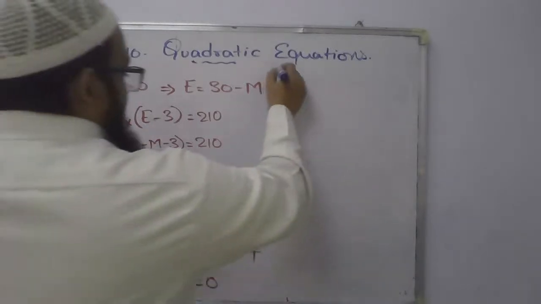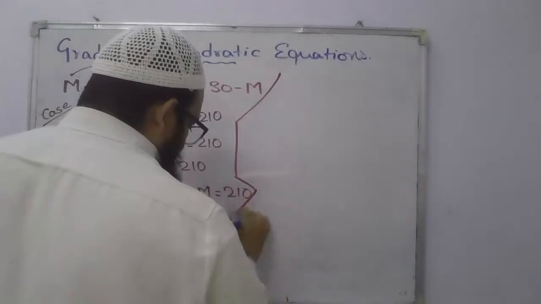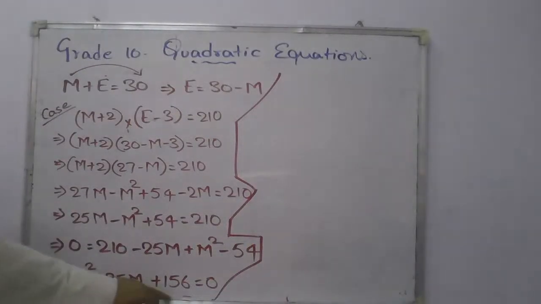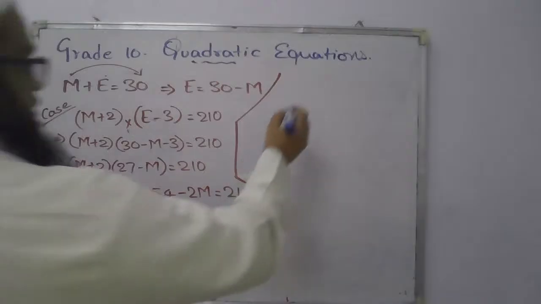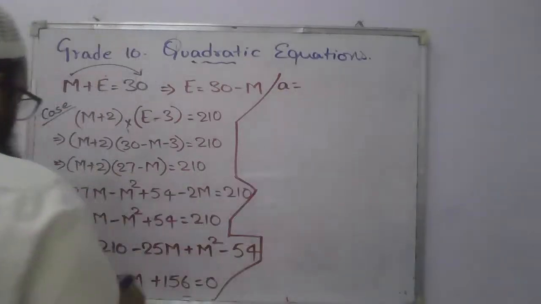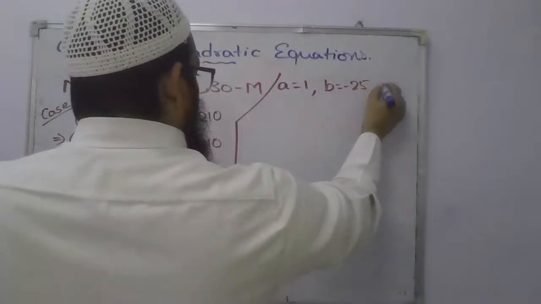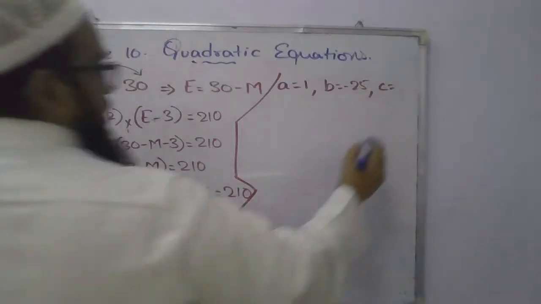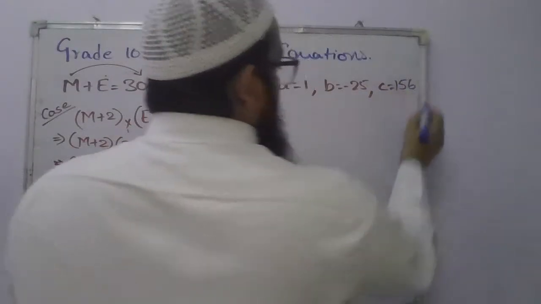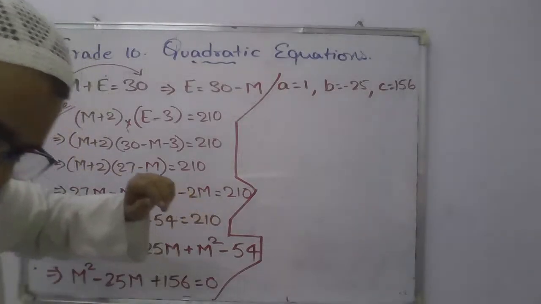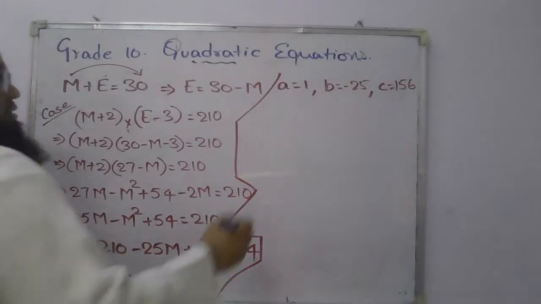So therefore, when you have this, students, please check whether I am right or wrong. So M square minus 25M plus 156. So what did you get? A we got 1, B we got minus 25, and C we got 156. So the mistake that happened was, I believe we had taken M minus 2 before. Actually, I misread the problem, 2 marks more in mathematics.